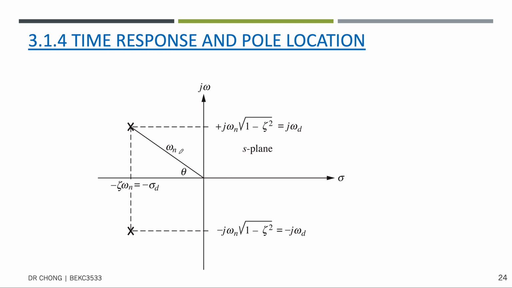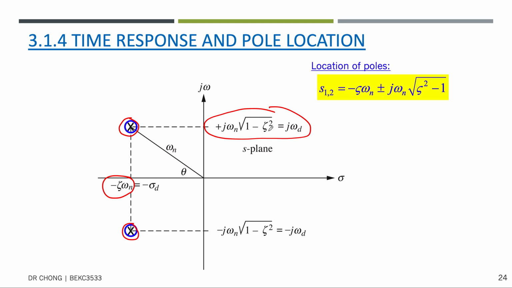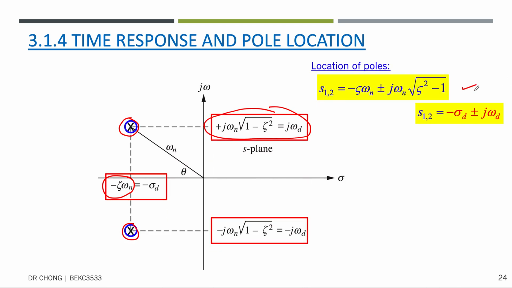Okay, so the last subtopic is about time response and its pole location. Pole location, let's look at this cross icon. So when we mark it here, we need to look at this negative zeta omega n, and here the imaginary part is j omega n square root of 1 minus zeta square. So this is our pole location, and if you want to rewrite this pole in another way, you also can write it in this omega d.